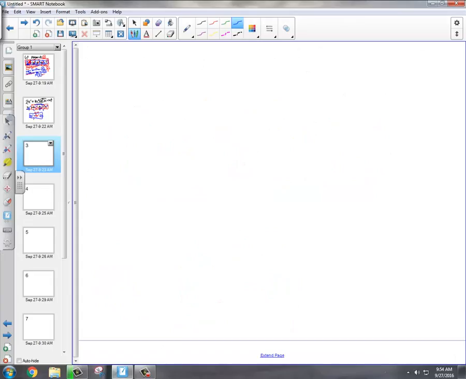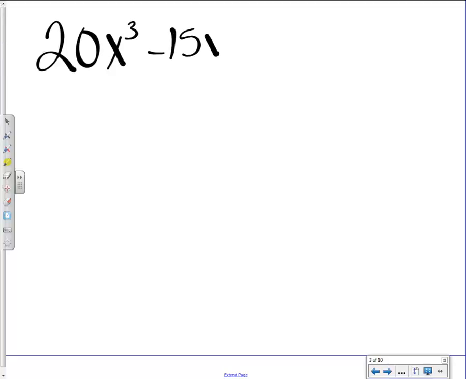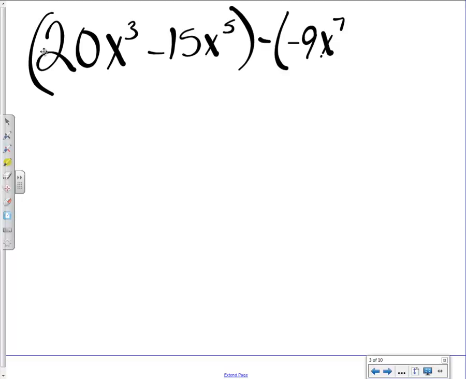Okay, let's look at one more addition problem and then we'll move on to some subtraction. (20x to the third minus 15x to the fifth minus a negative 9x to the seventh minus 17x to the third.